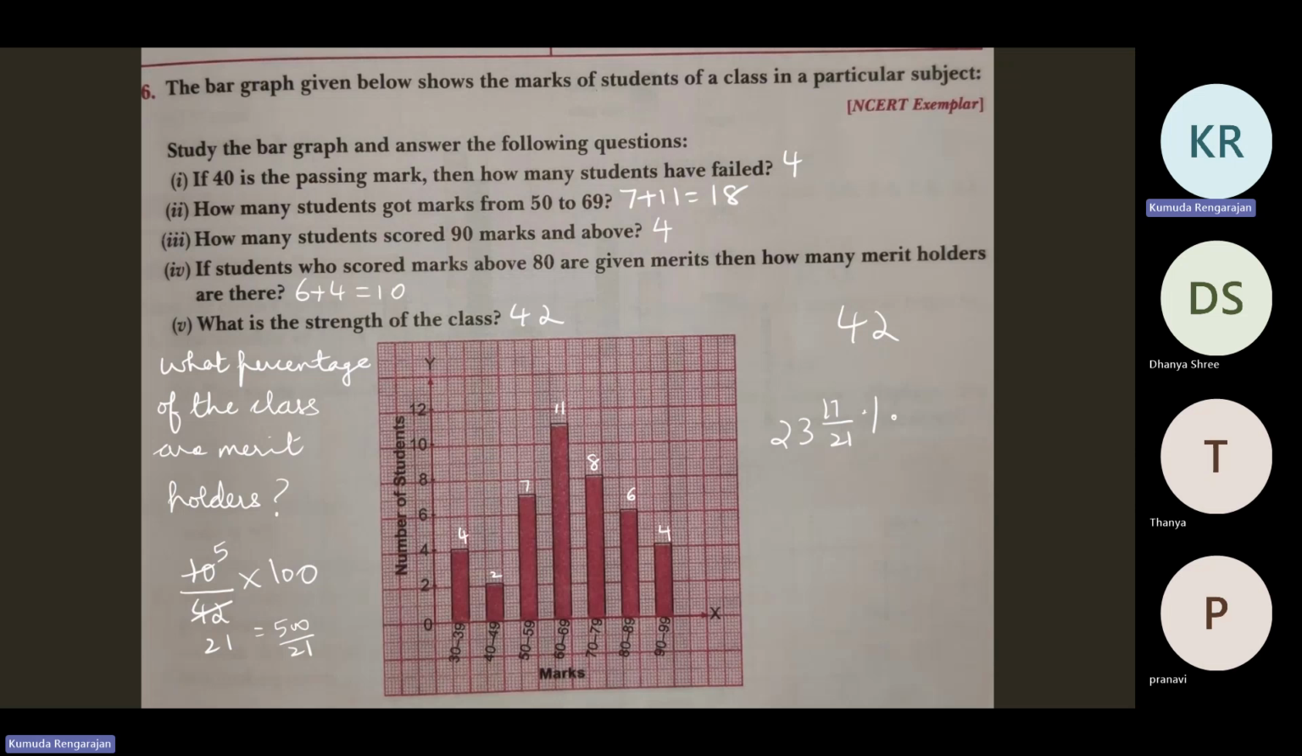So this is how we find percentage. If you have to find the percentage of the class who have failed, that will be 4 students have failed out of 42 students into 100. If you want to find the percentage of students who have got marks from 50 to 69, it will be 18 divided by the total 42 into 100. To find percentage, we always multiply a fraction by 100.